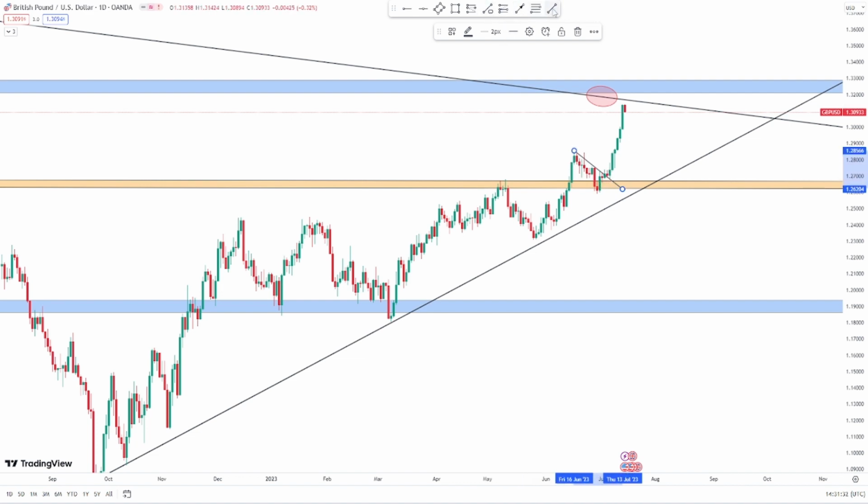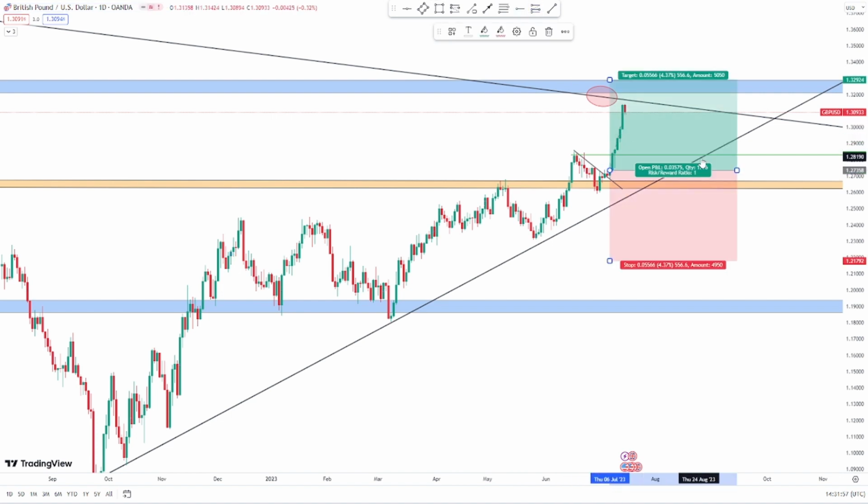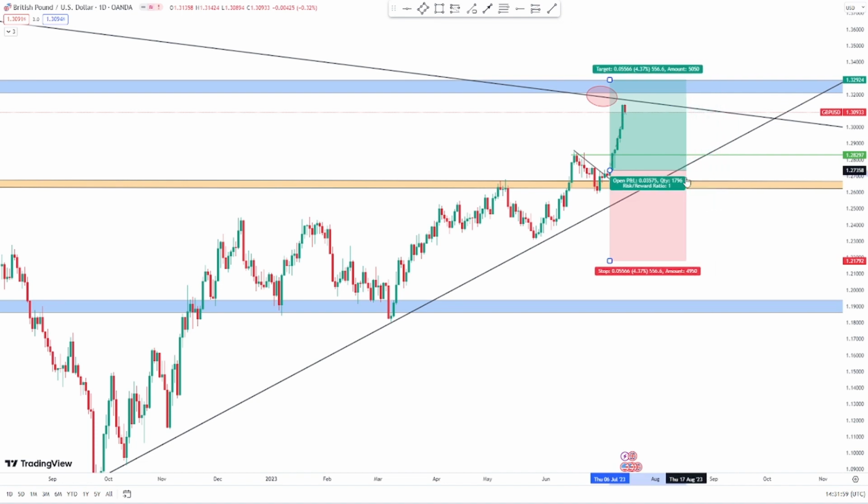Our first profit target was at the 100% retracement like this. Our first profit target was here. And we had our entry around this area, and our stops were below here. This is on the daily time frame.